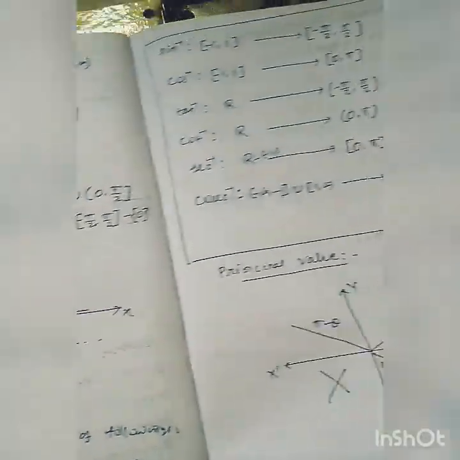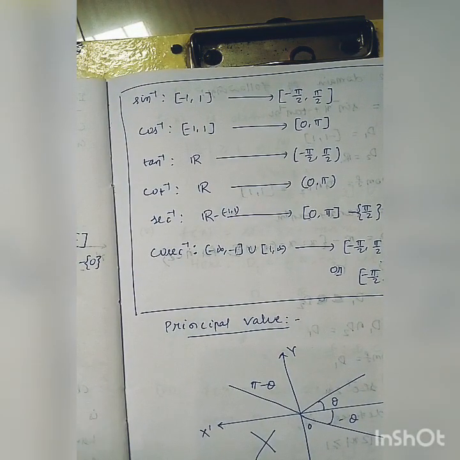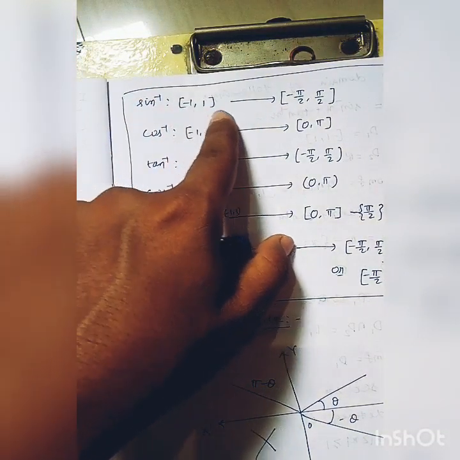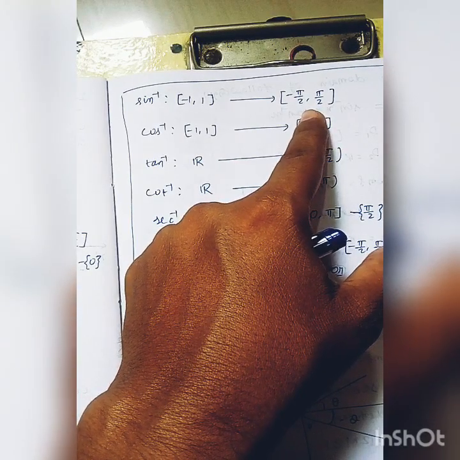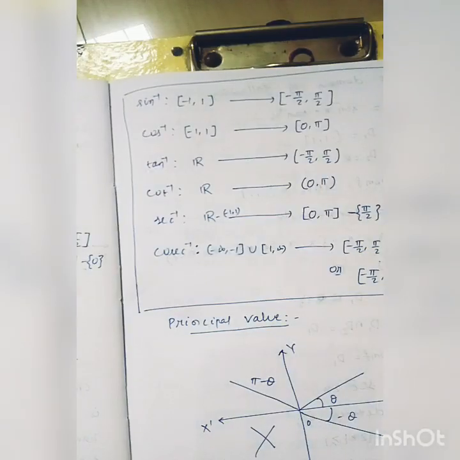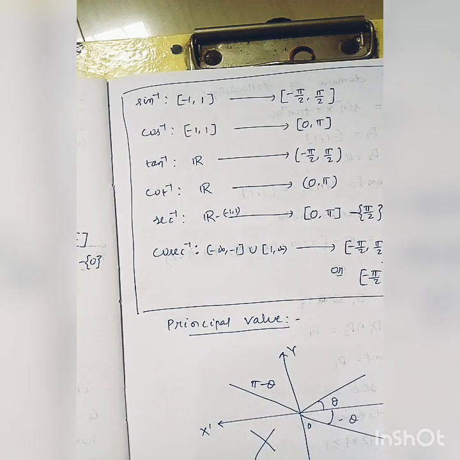We know that sine is a function from the closed interval minus pi by 2 to pi by 2 to the closed interval minus 1 to 1, which is a bijective function. So we define sine inverse as a mapping from this to this. So sine operation sine inverse, that is sine of sine inverse, is a mapping from the closed interval minus 1 to 1 to the closed interval minus 1 to 1.